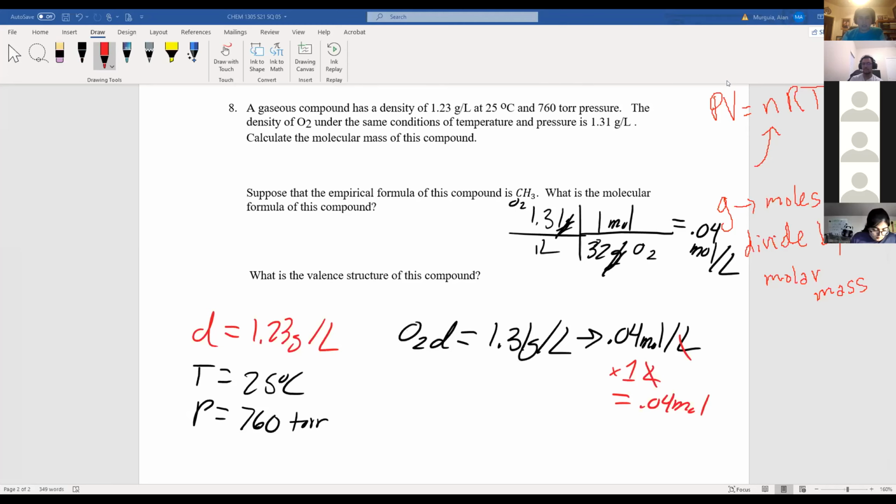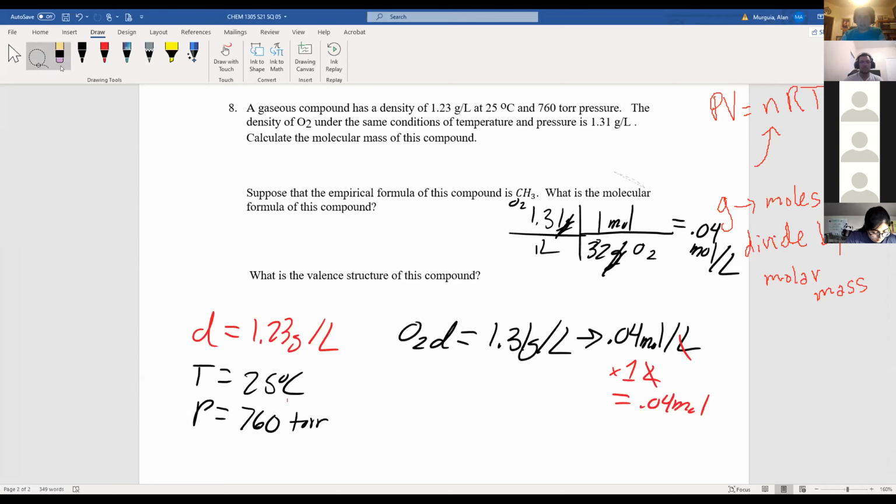So if we're going to be doing something like that, everything seems to be pretty standardized. We have 25 degrees Celsius, 760 torr. If we're assuming volume is 1 liter and there's 0.04 moles per 1 liter, we seem to have already all the conditions for PV and RT for oxygen. So if we follow the same for our unknown, we can try and find the number of moles within that 1 liter of compound if its density is 1.23 grams. So let's start by doing that.